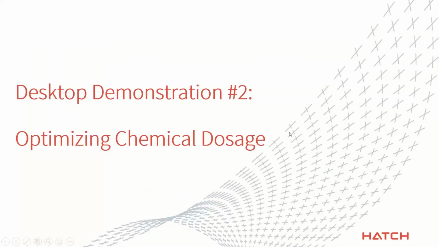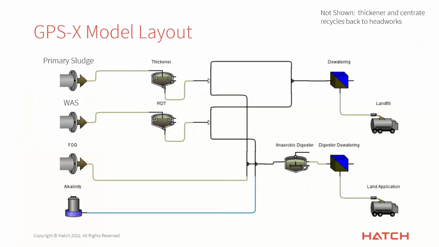Okay, so now we're going to do another one, which is basically optimizing chemical dosage. In this case, first of all, we're going to take the number that we were just using and see if we can make it a little bit more optimal than what we were spending. We're also going to look at the amount of polymer that we're dosing, what its cost is, and how that affects the performance. And then also the flow split, so the splitting between going to landfill and going to land application after being digested.